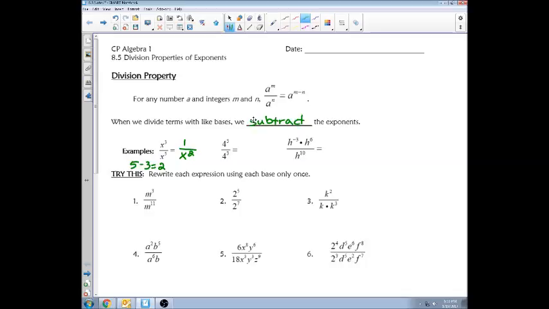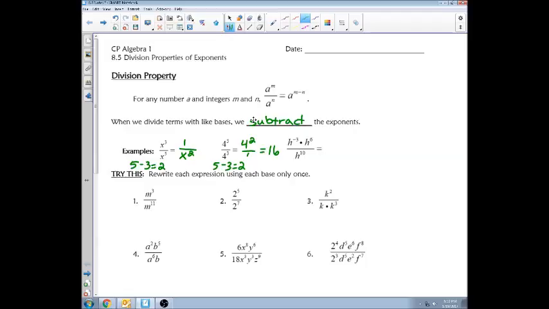I have 4 to the fifth over 4 to the third. Well, 5 minus 3 again is 2. I will raise the 4 to the second power in the location of the largest exponent, which is in the numerator. So 4 raised to the second over 1, which is just 16.